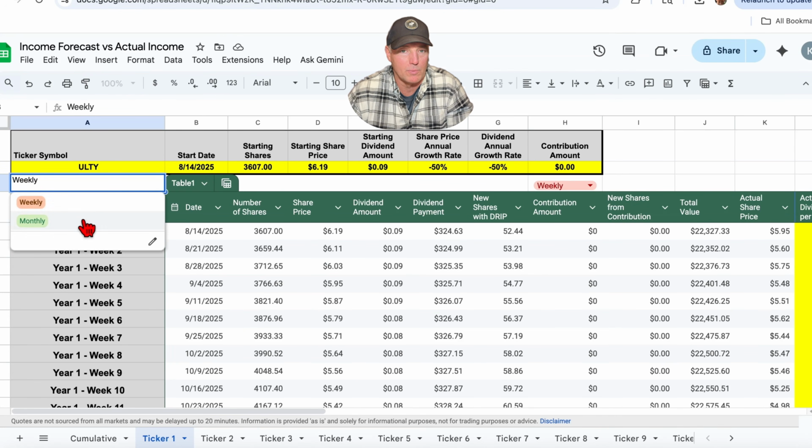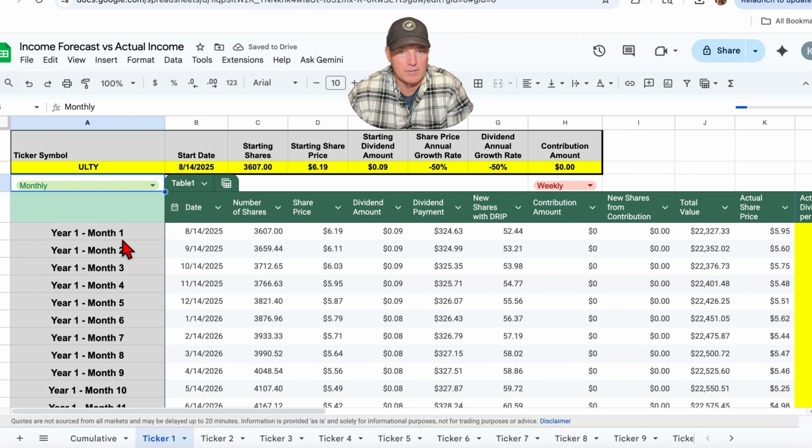Those are drop downs, whether this here is ULTY, this ticker symbol, is it paying a weekly or a monthly distribution? If you put monthly, it changes this to year one, month one. Put weekly, it changes back to year one, week 2, week 3.